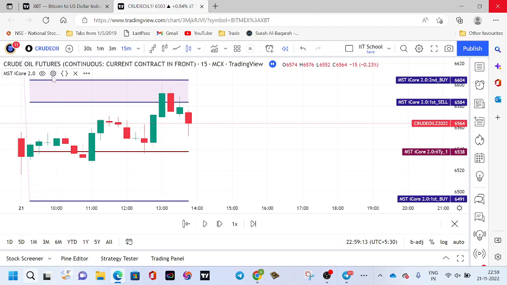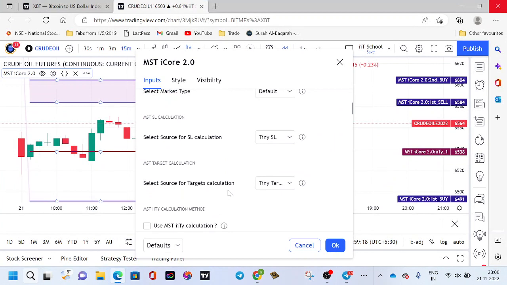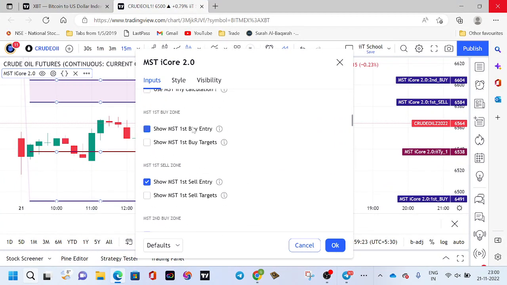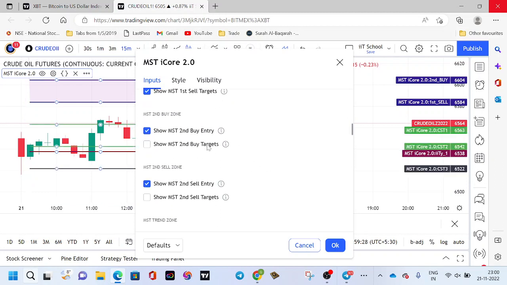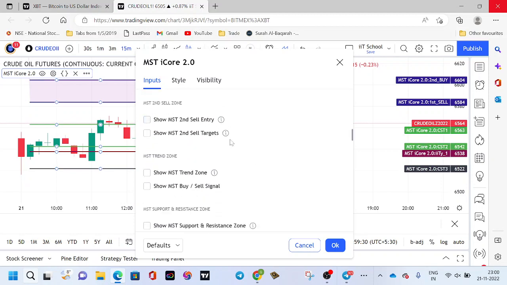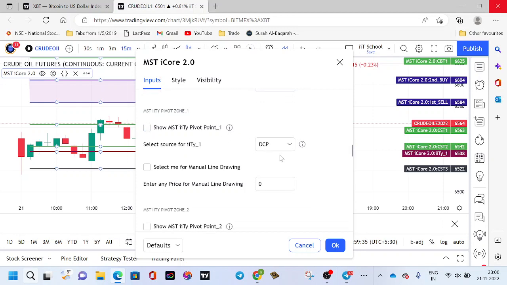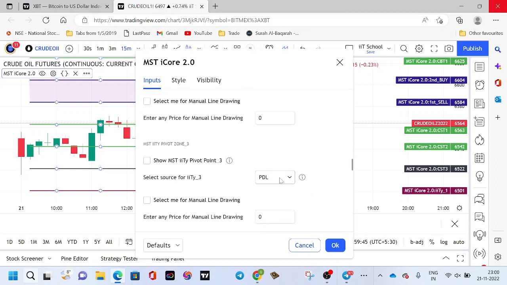Now fortunately our indicator has worked very well, even with the tiny targets. Since sell got activated, I have to remove the buy entry and enable the sell entry. Also I will enable second buy and second sell, because if SL hits, I have to go for the reversal entry. If I want, I will enable extra targets, first sell target 4, first sell target 5. Minimum I will enable 3 more targets for knowing the next levels.